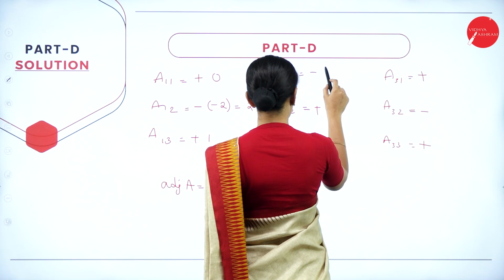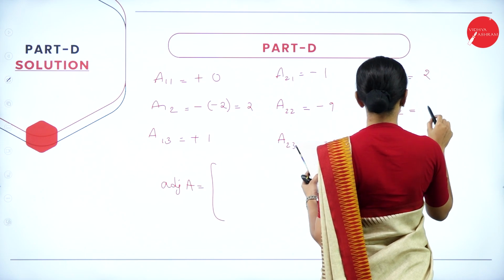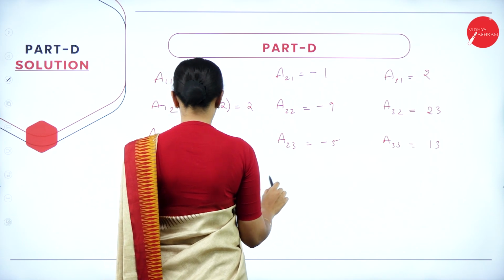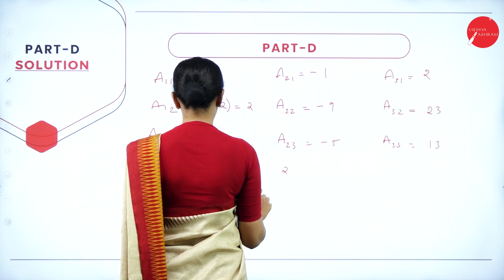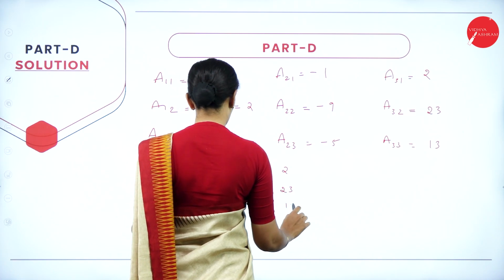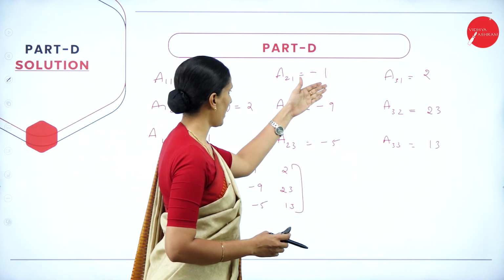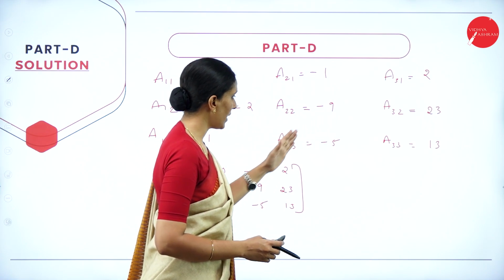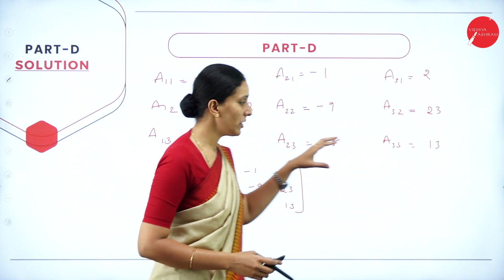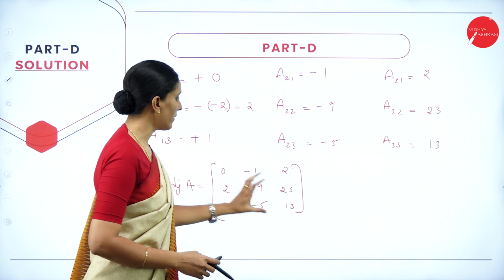So similarly, after calculating the remaining cofactors, we'll get A21 as minus 1, A22 as minus 9, A23 as minus 5, A31 as 2, A32 as 23, A33 as 13. So if I write all these elements in the form of columns, this is our adjoint A.